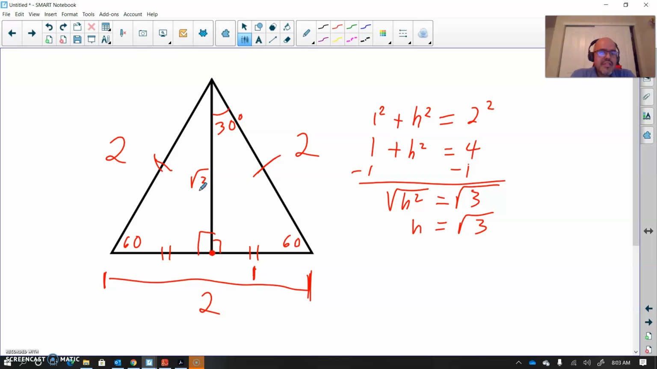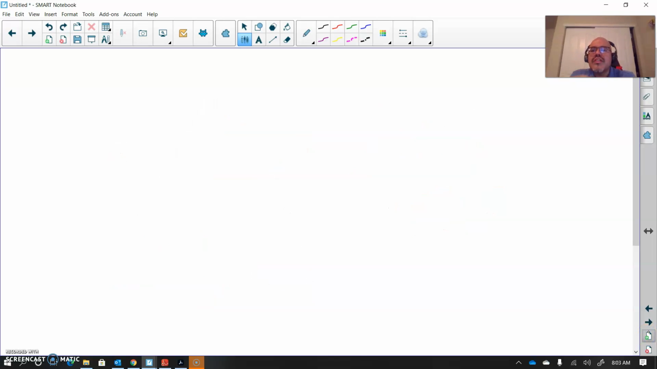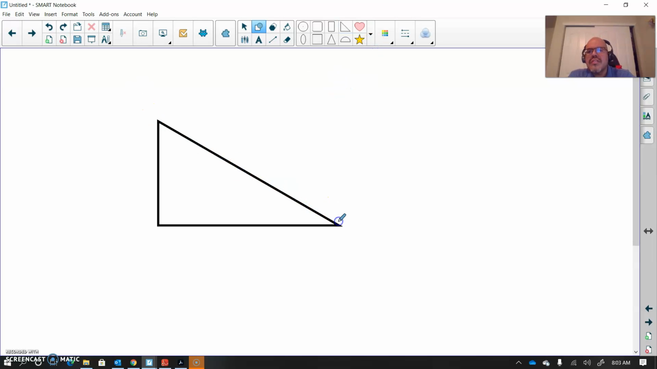Now let me go ahead and clean this up. I'm going to go ahead and put in another triangle. It's not going to look as nice as that one, but you know what? You need to be able to go ahead and draw this in different orientations. There it is. So this is the triangle.